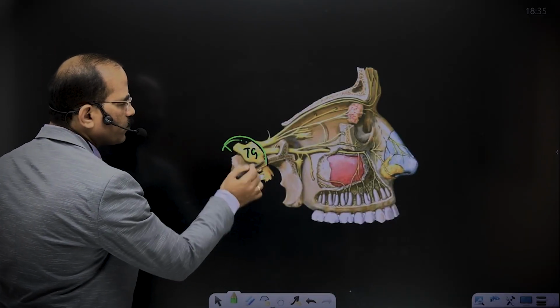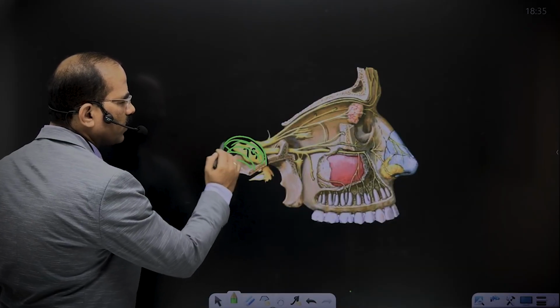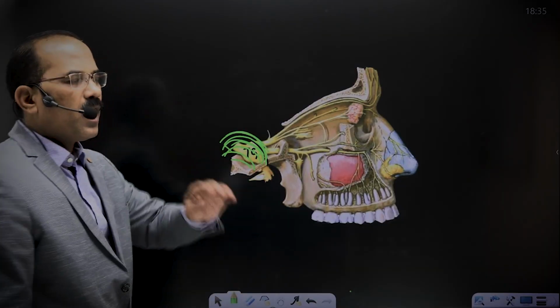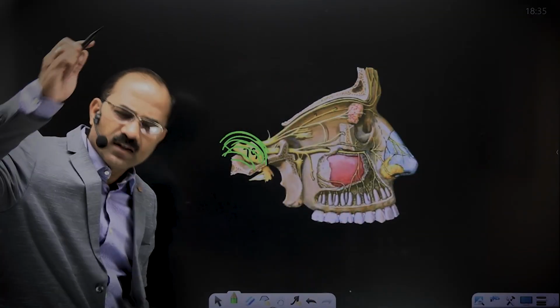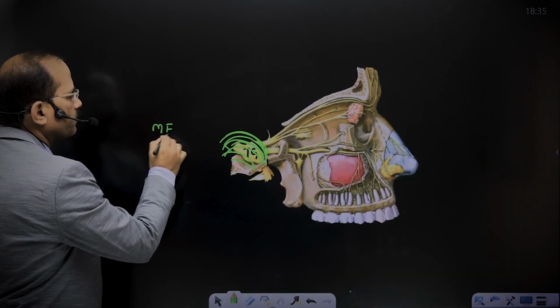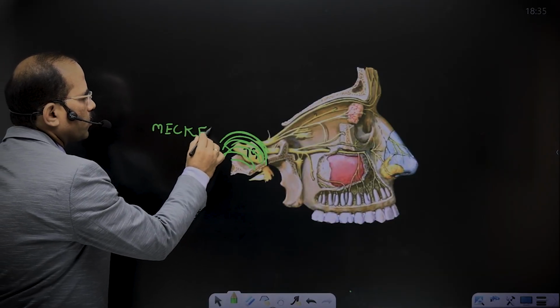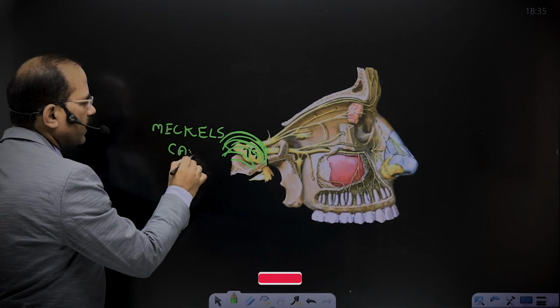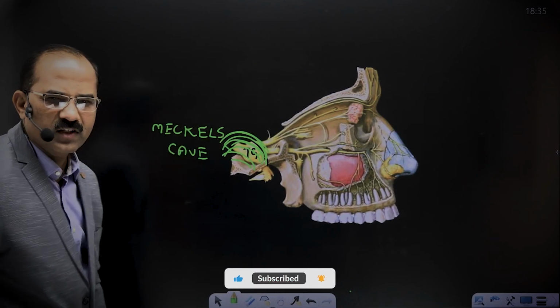To protect this trigeminal ganglion, there's a covering of dura mater which forms a cave, and in this cave lies the trigeminal ganglion. The name of this cave is Meckel's cave. So who lies in Meckel's cave? That's the trigeminal ganglion. Perfect.